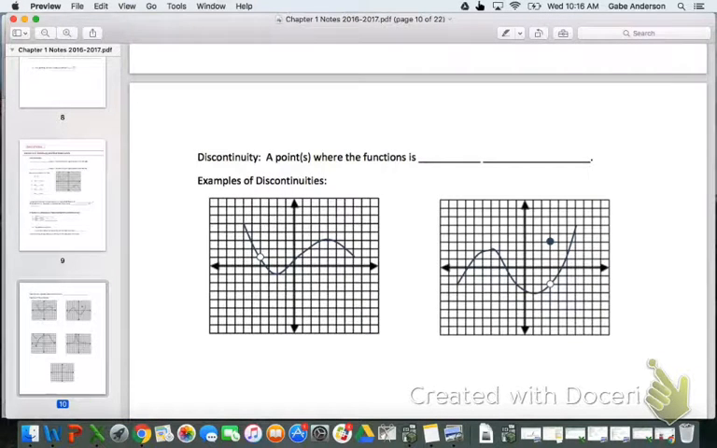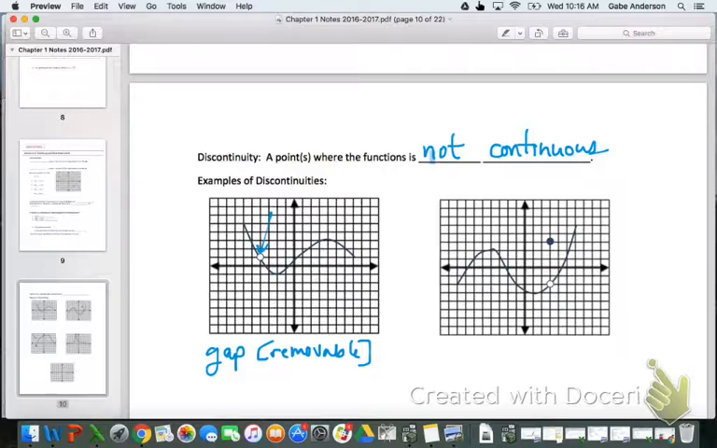A little more terminology here. Discontinuity is a point where the function is not continuous. We're going to look at a couple of examples of that. So the graph on the left, you can see clearly there's a point of discontinuity right there. Some people would call that a hole or maybe a gap. We're going to call it a removable discontinuity. The reason why we would call it removable is because if we just redefine it as a piecewise function, we certainly could fill that gap. We could fill that hole and create a continuous function. So that technically is a removable discontinuity.